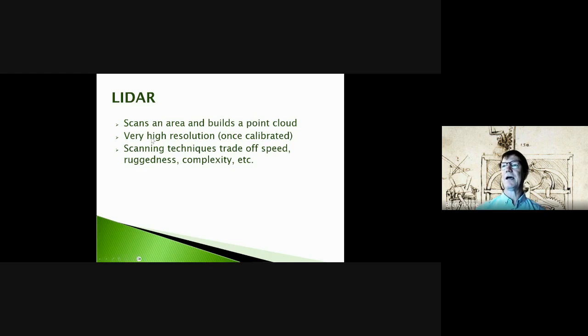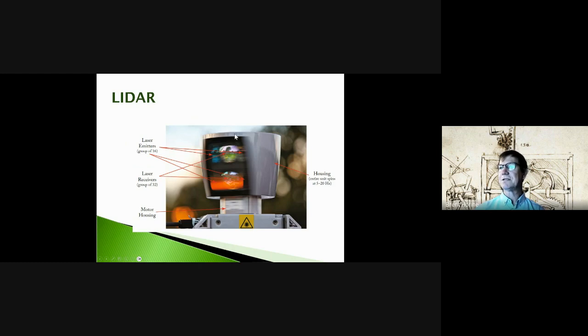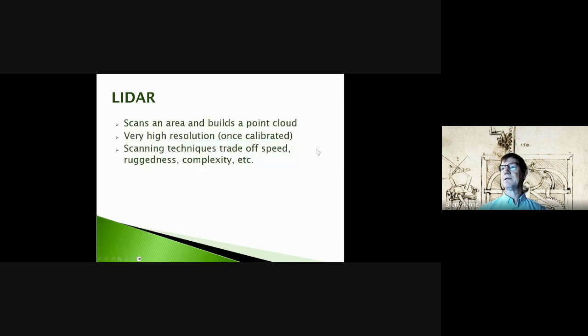It can be very, very high resolution. We need to calibrate it carefully. This is a physical system with these spacings, and especially as it's rotating and how it's mounted. Is it really mounted level, that type of thing? Distance is maybe a little bit easier to calibrate than bearing or angles, elevation, and that type of thing. So calibration is one of the engineering challenges in LiDAR. Scanning techniques trade off speed, ruggedness, complexity, and whatnot.